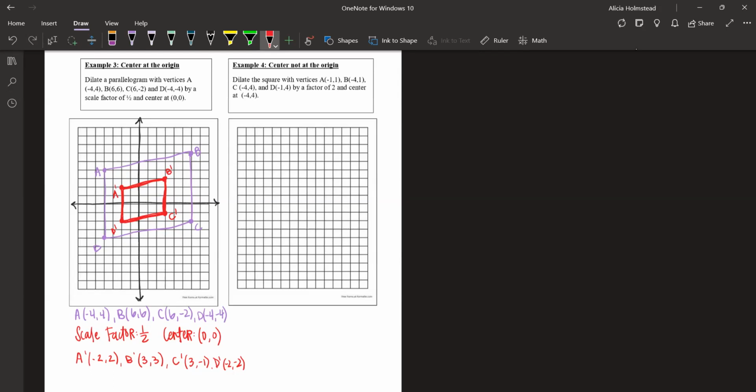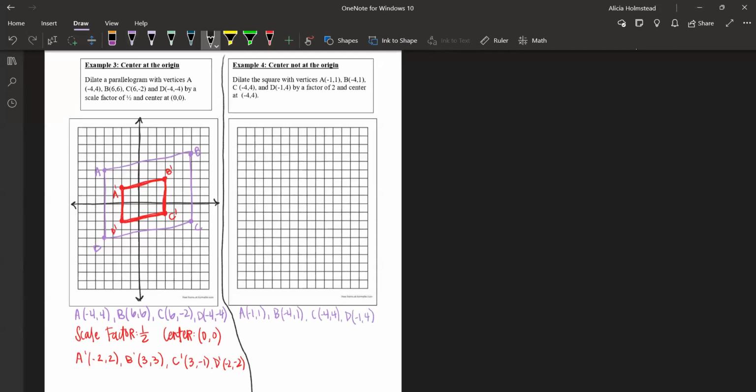All right, example number 4. This is where things start to change a little bit because we're going to be dealing with dilations where the center is not at the origin. So let's see how this works. Let's start by recording where our original image is. A is at negative 1, 1. B is at negative 4, 1. C is at negative 4, 4. And D is at negative 1, 4.